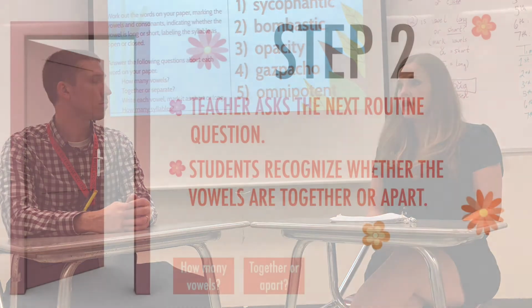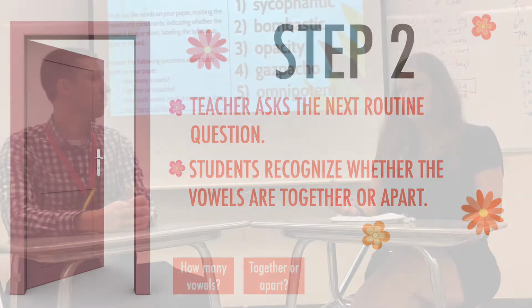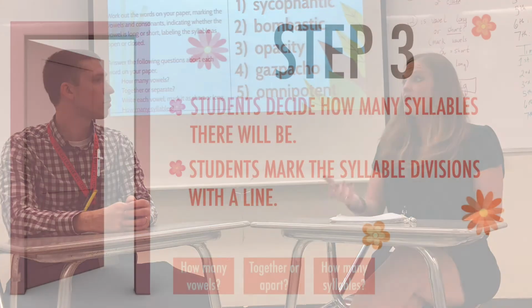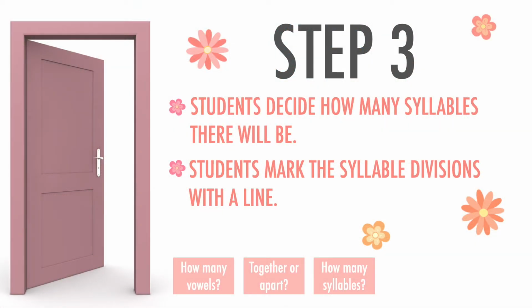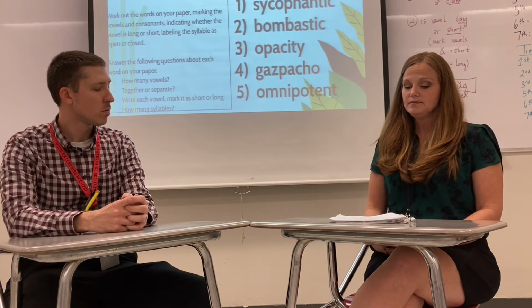Once they do that, I ask them, are their vowels together or separate? When they recognize that they're separate, because we haven't started vowel teams yet, then they know how many syllables there will be. How many syllables will there be based on how many vowels you have? And so then I have them draw the line to show where the difference between the first syllable and the second syllable, the third syllable might be.